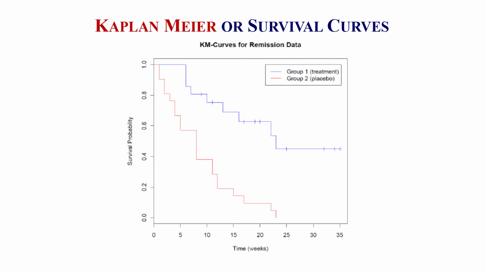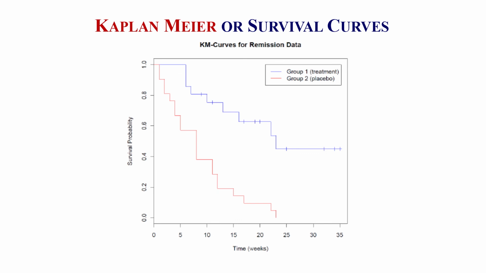So you can see here that the blue is the treatment group and group 2 is placebo, and you can see that in the placebo the survival probability has gone down very soon. All the patients who were included died in a very short span, whereas in the treatment group more patients survived for a longer duration. So this is how you can compare the two treatment groups, and you can see there are some vertical lines which are seen on the graphs.